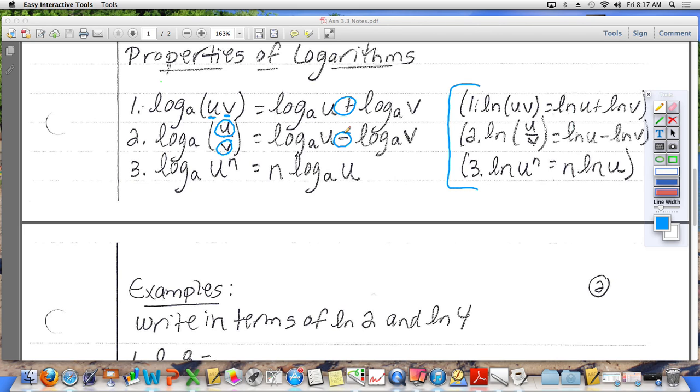And then one more pretty popular property of a logarithm. If you have log base A of some value put to a power, that is equivalent to taking that power and throwing it in front of the logarithm. So log base A of u to the n is n times the log base A of u.